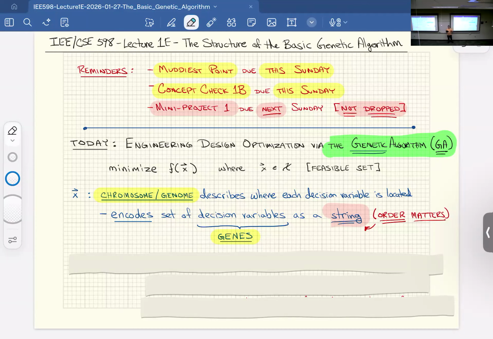Whereas in biology, genomes are made of multiple chromosomes, at this point there's no leading genetic algorithm that has shown a strong advantage of creating multiple chromosomes. So you'll just see those two terms. Generally, people use the word chromosome, but you might see the word genome, and they're basically synonymous in the context of a genetic algorithm. It describes where each decision variable is located in the vector. It basically encodes the set of decision variables as a string. So the order here matters.